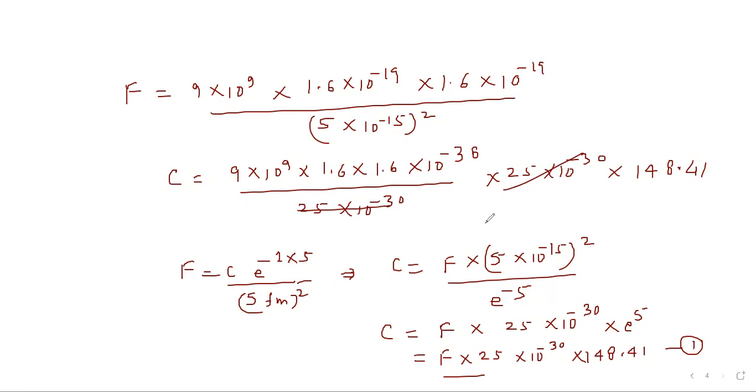And we will get it around 34193.66 into 10 to the power minus 30. We can shift the decimal 4 places backward. So this will become 3.42 into 10 to the power minus 26. And we have already obtained the unit of C, that is Newton meter square. So that is our answer.